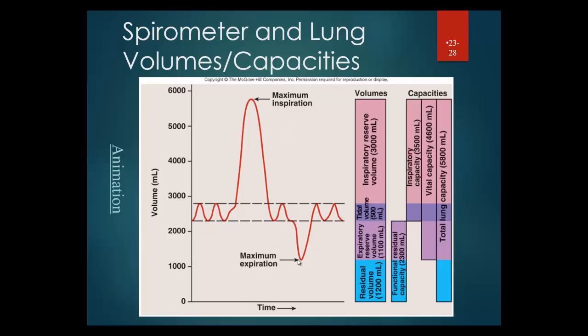So that's what we call the residual volume. That's the amount of air left in the lungs that is undergoing gas exchange. So it's important to understand that we don't want to exhale all the air in our lungs because our lungs would collapse if that happened. So this residual volume, which is about 1,200 mils, is what's available for gas exchange.